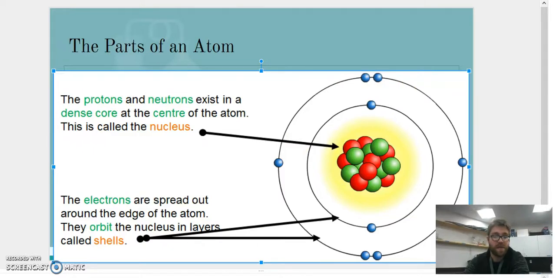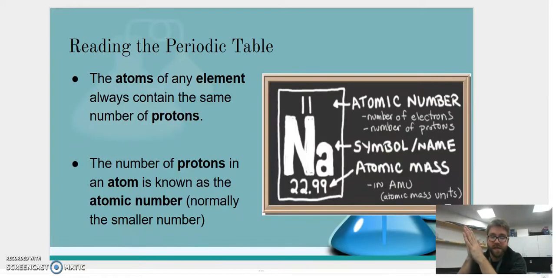Now, the other thing we need to know for the quiz is reading a periodic table. Everything you need to know about reading the periodic table really is on this slide. We need to know what this number on top means. This is the atomic number. The atomic number is equal to the number of protons and the number of electrons. That is our atomic number up here.